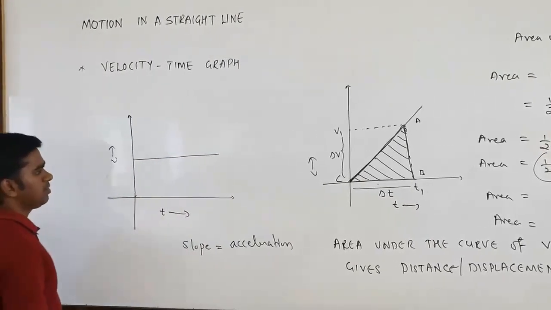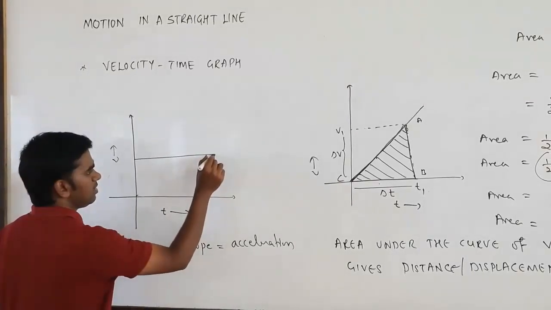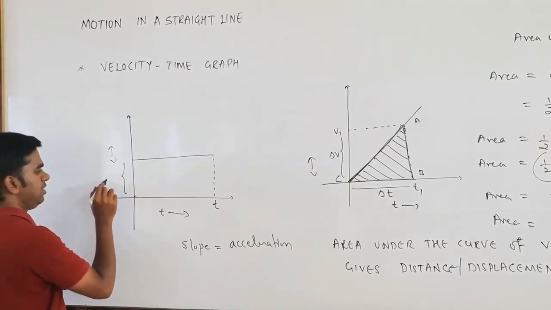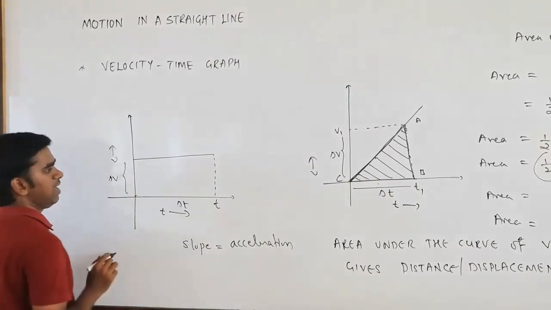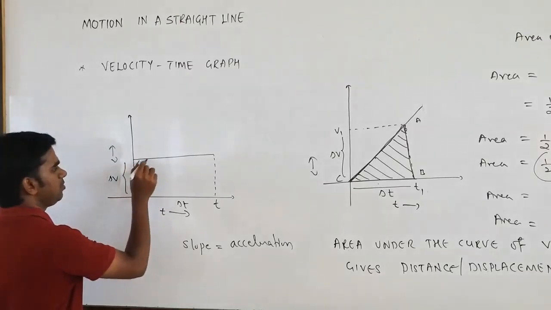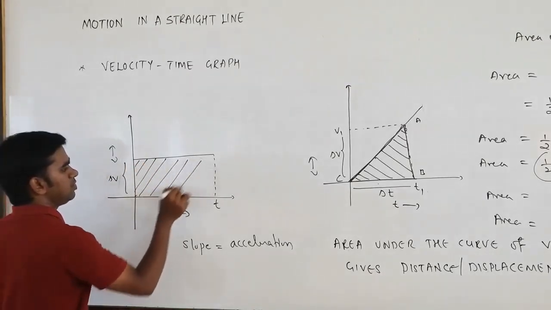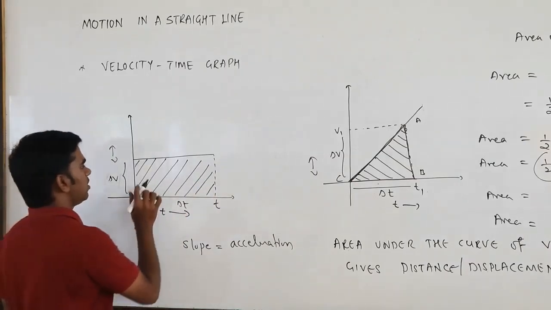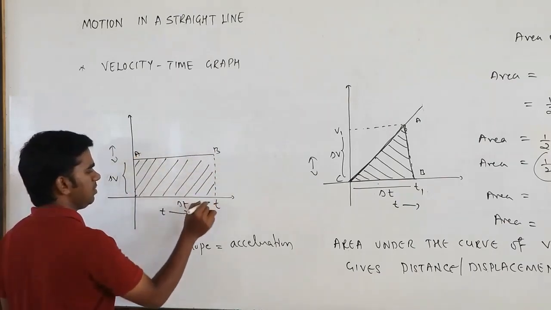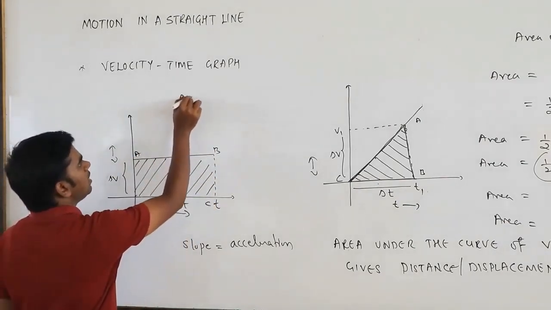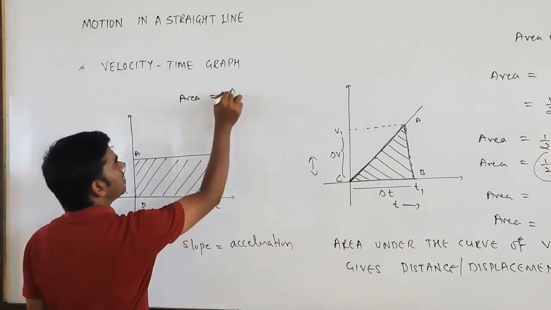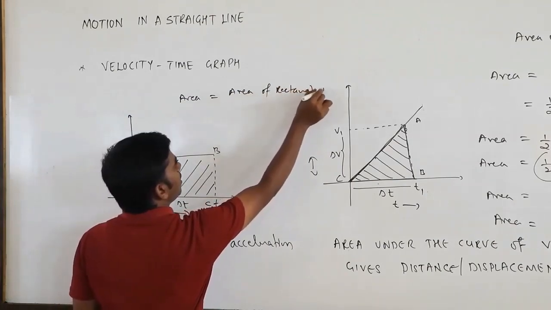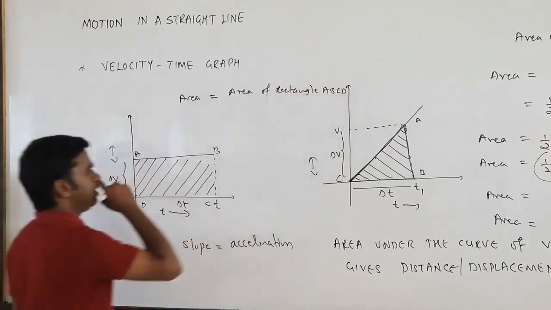so now what will happen? Till here, if you want to calculate till here, this is the t. So this is the delta v. What will happen? This is going to be the area under the curve. Now the area under the curve is nothing but a rectangle ABCD. So the area of the graph is equal to the area of rectangle ABCD.